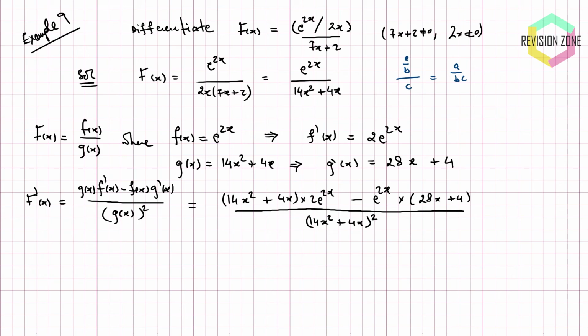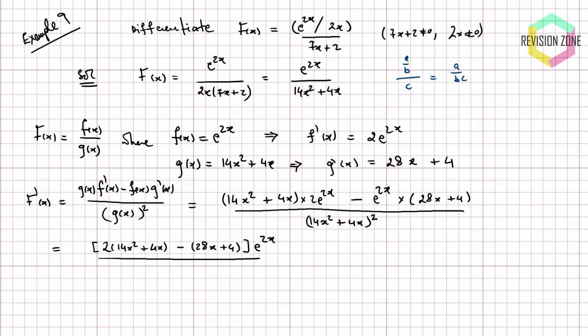So now it's just a matter of tidying this up, as we've been doing all this time. Let's first of all factorize out the e to the 2x, because we've got two of those. So let's write that here. We end up with 14x squared plus 4x times 2, because there was a 2 there already, take away 28x plus 4, but then we've got e to the 2x taken out. And the denominator, perhaps we can tidy it up slightly, because that's already quite messy. Let's rewrite it in a slightly nicer form.